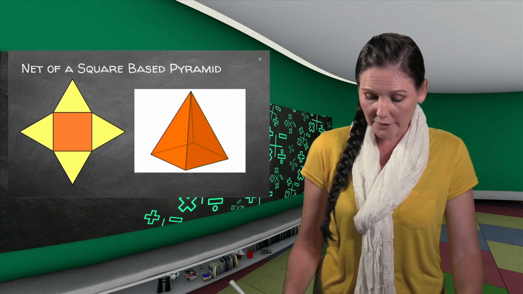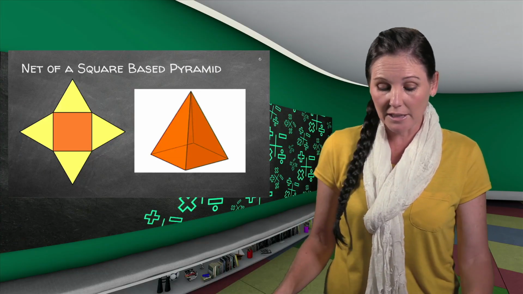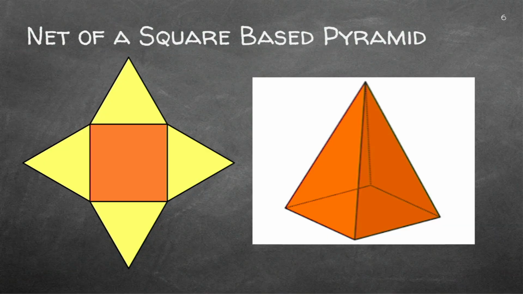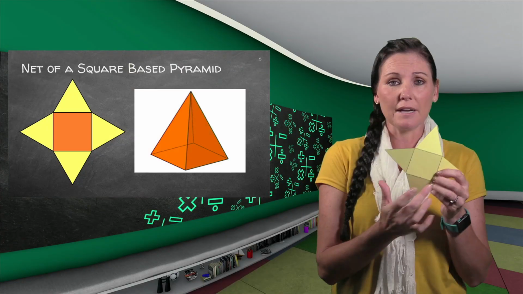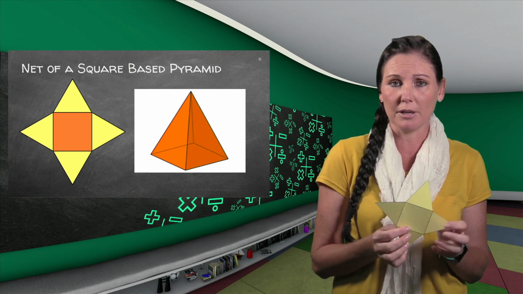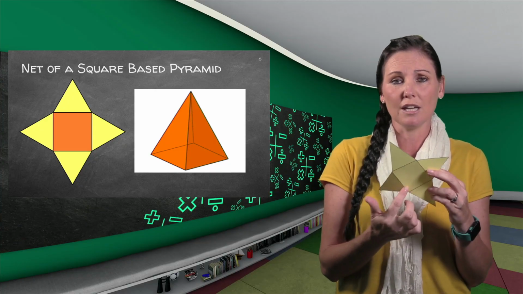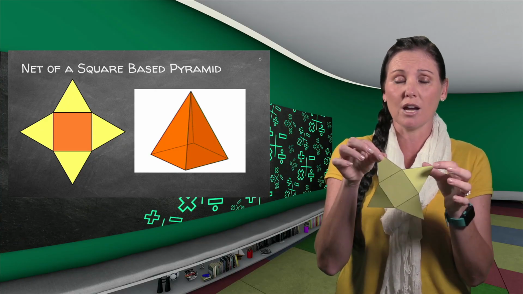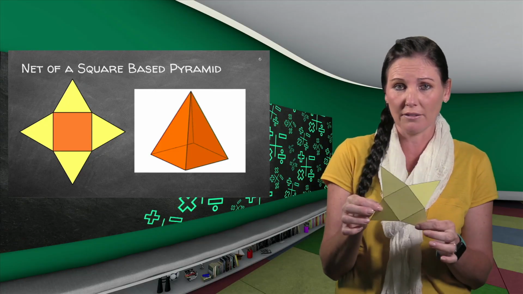And then the next one that I built for you is a net of a square-based pyramid, and it's one of the 3D objects you need to know, and you have to know the properties. So the bottom, the base, is a square. That's why they call it a square-based pyramid. And because it's a square, it's got 4 sides. It means I'm going to have 4 triangles.